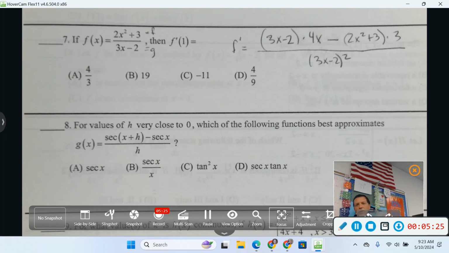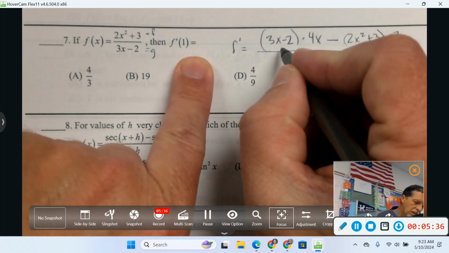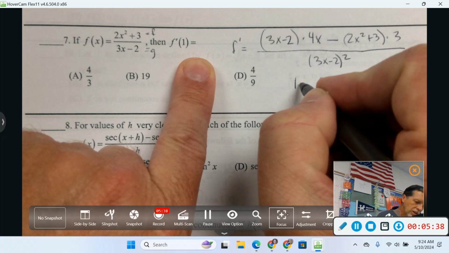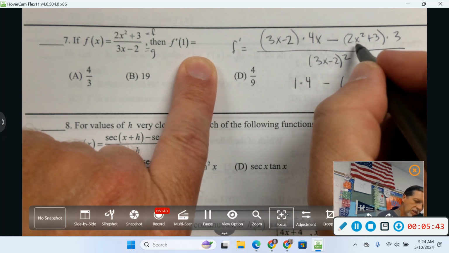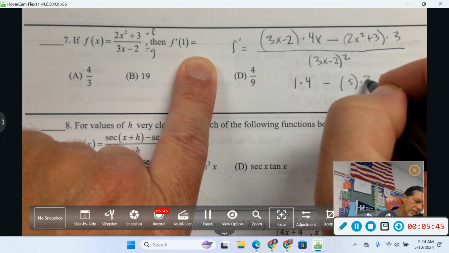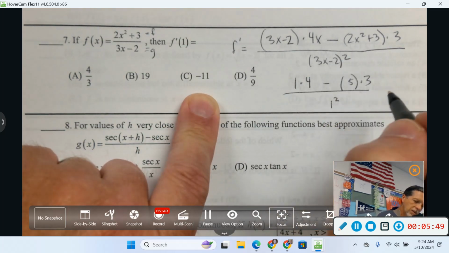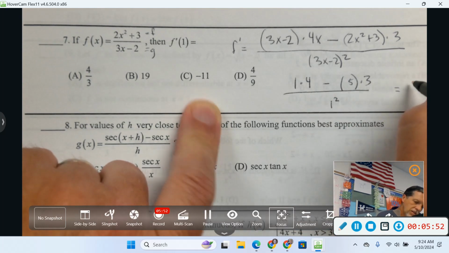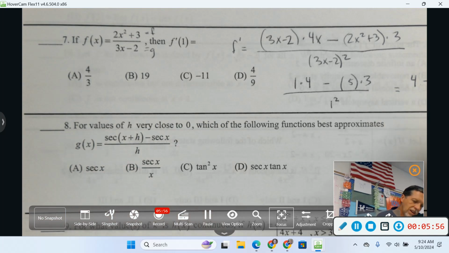Then I guess I have a choice. There's algebra to do, or I can plug in 1. I think most people are going to choose to plug in 1 first and hope that some of the algebra becomes unnecessary or takes care of itself. So if I plug in 1, 3 minus 2 is 1 times 4, minus 2 plus 3 is 5 times 3, all over 1 squared. So 4 minus 15 is negative 11.